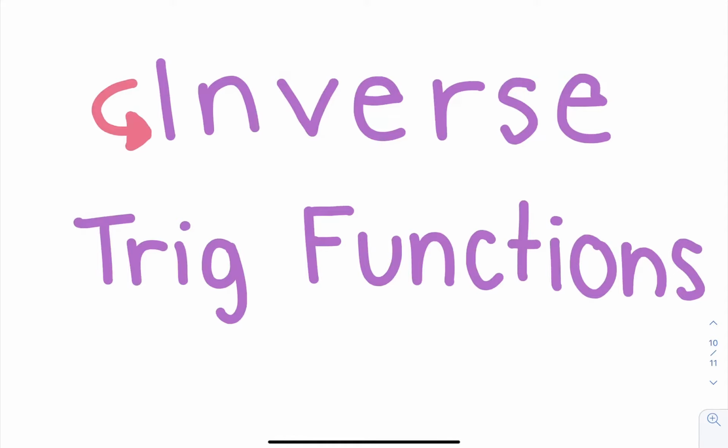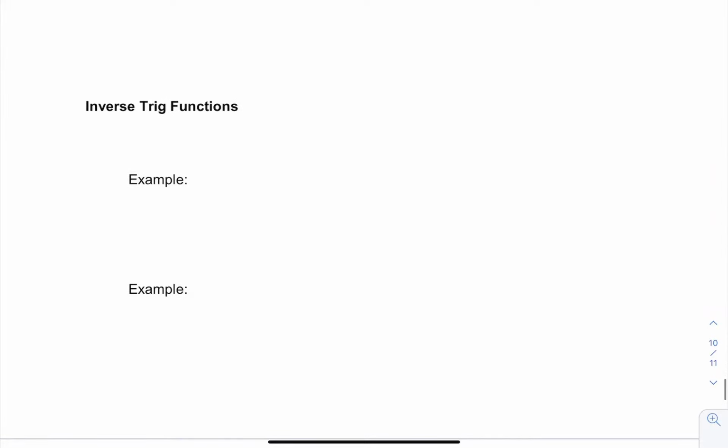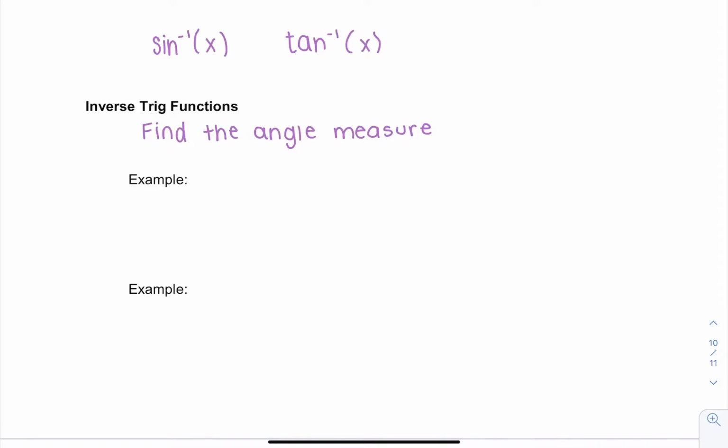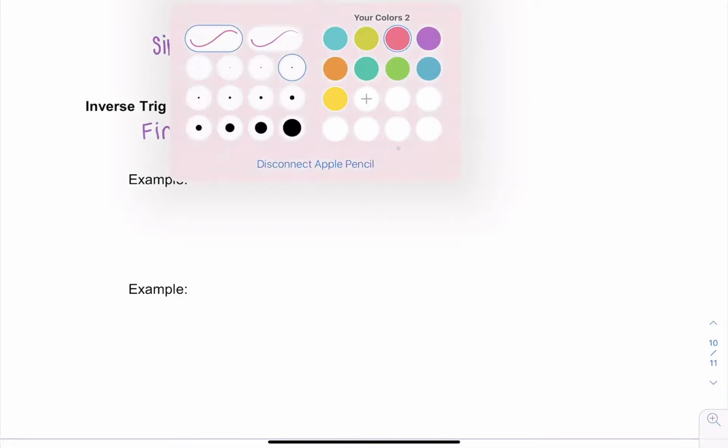Today we're going to be learning about how to find inverse trig functions. You might remember inverse trig functions as things that look like sine inverse of some number or tangent inverse of some number. What they're doing is asking you to find the angle measure. But what this means is it might tell you a value, but there might be more than one angle that gives you that value.